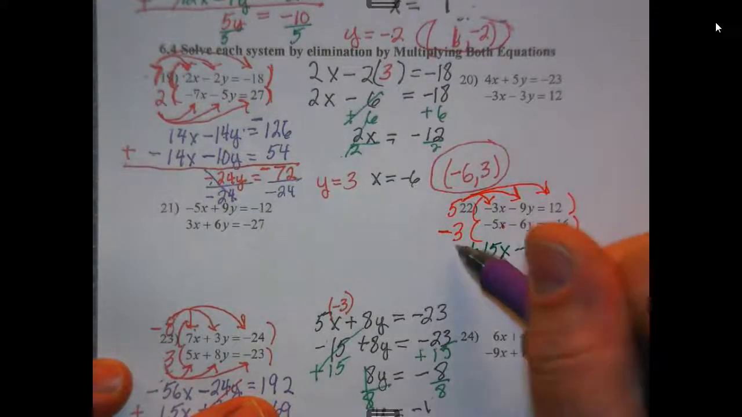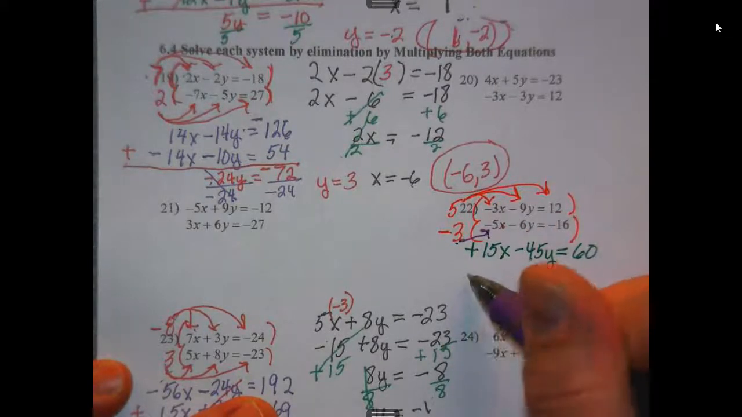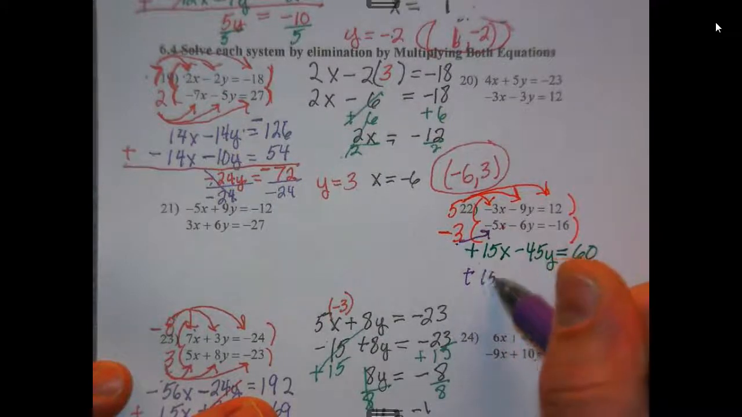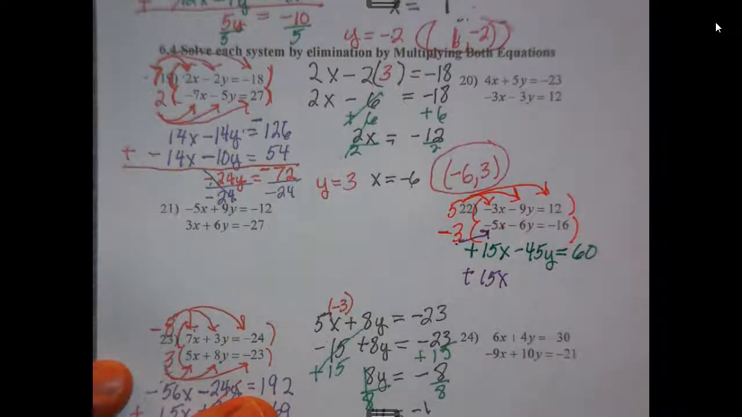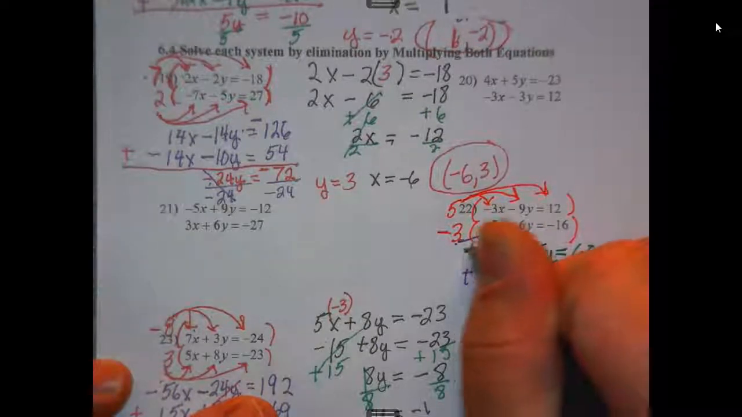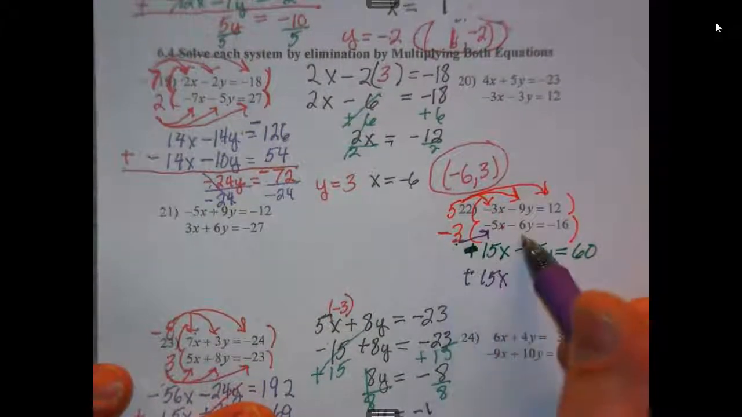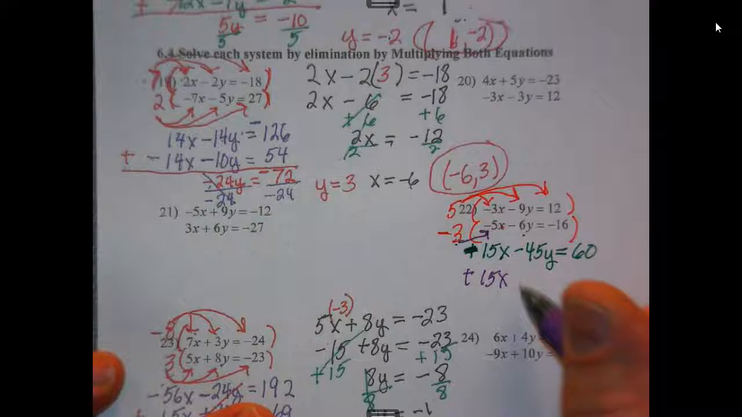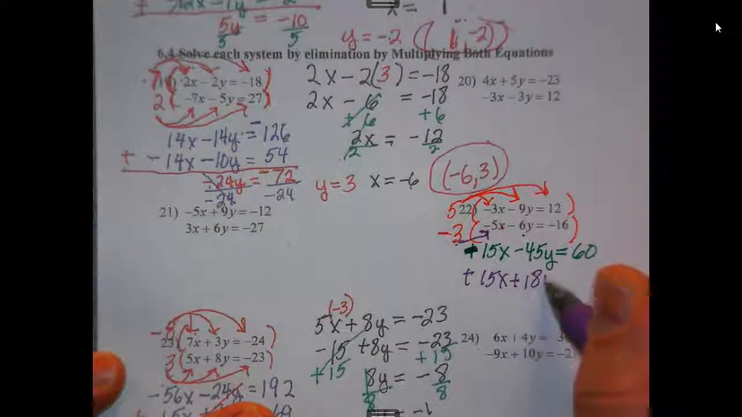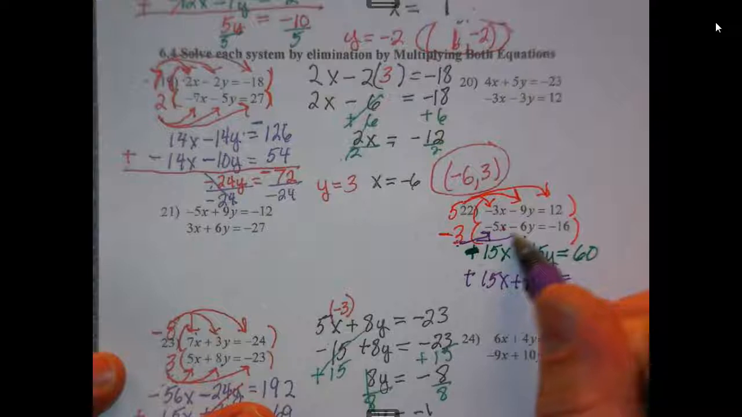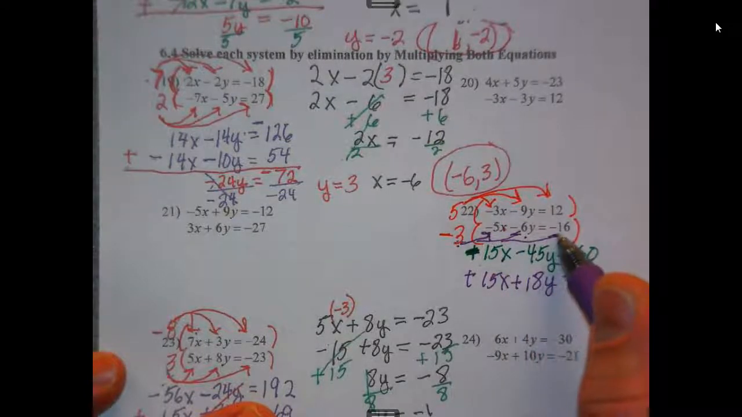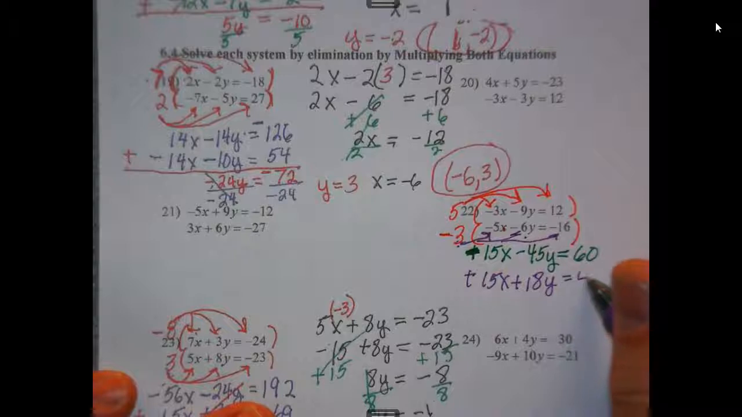Bottom one, negative 3 times negative 5x, the positive 15x. This one should be negative. This top one should be a negative 15. Negative 3 times 6y is positive 18y. And then negative 3 times negative 16 is a positive 48.